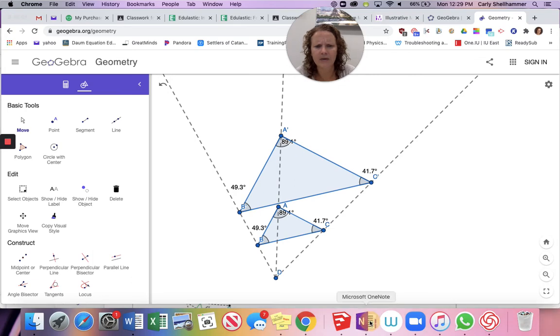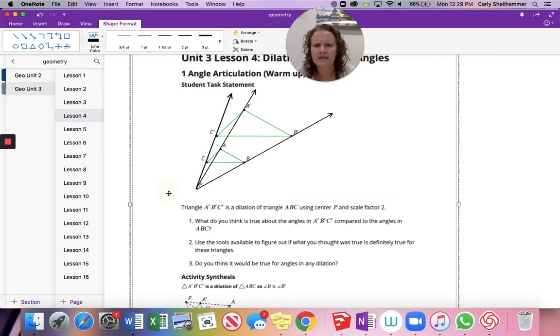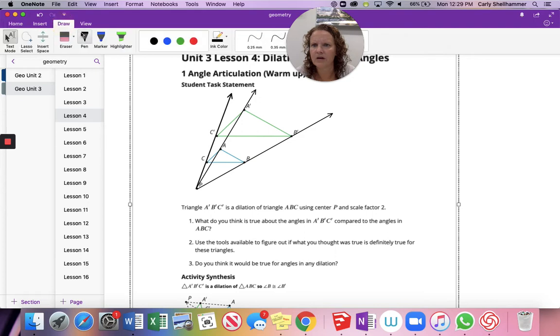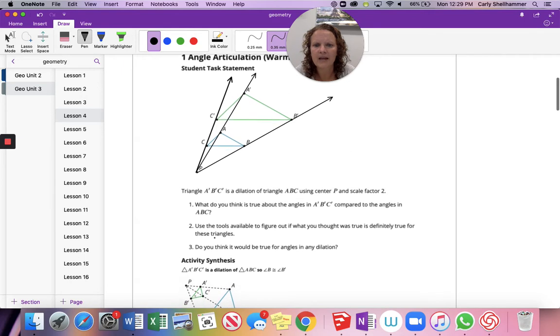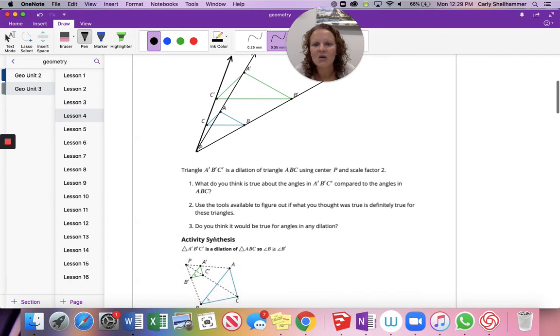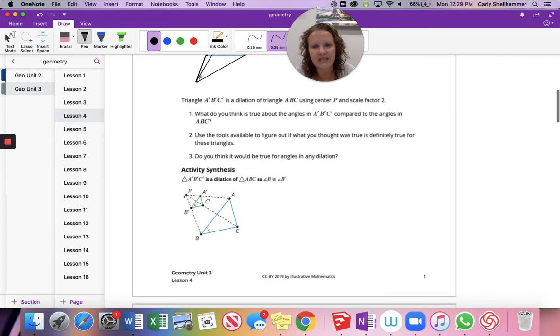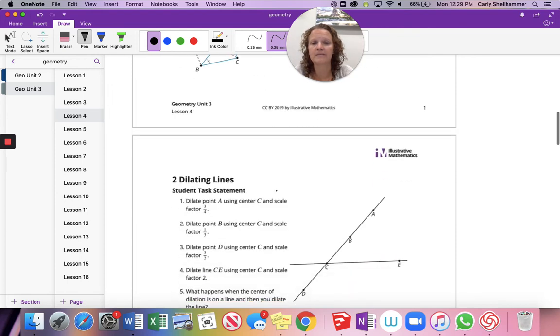All right, let's go back to our work. So what do you think is true about the angles? They're congruent. Okay, use the tools available. We did. Do you think it would be true for angles in any dilation? Yes. Yes, it is. Absolutely true. Any dilation, the angles hold. All right, so here's an activity synthesis. A prime B prime C prime is a dilation of ABC. So B prime is congruent to B. B is congruent to B prime. All the angles are congruent to their corresponding parts.